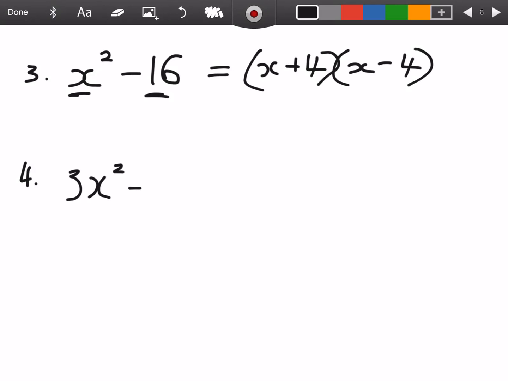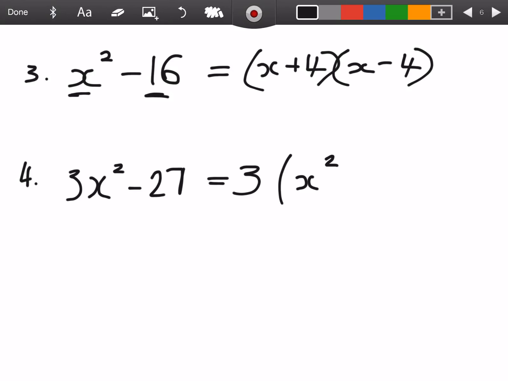3x squared minus 27. Right, first of all, always check for a common factor. Like we did the last time, there was no common factor. There is a common factor here. 3 goes into the 3x squared and 3 goes into 27. All I'm doing is taking out the number 3 as a common factor, just like I did in example number 1, common factor method.